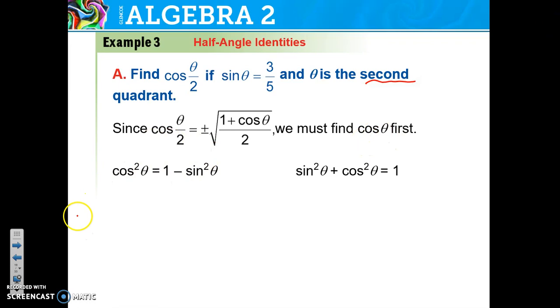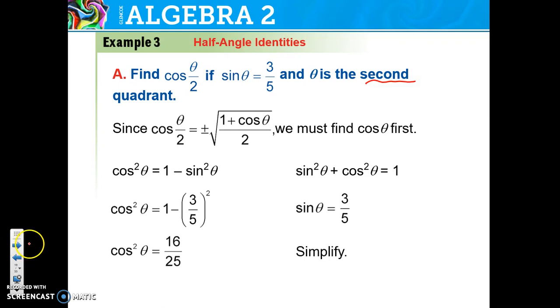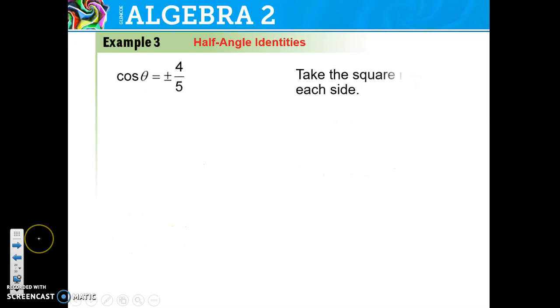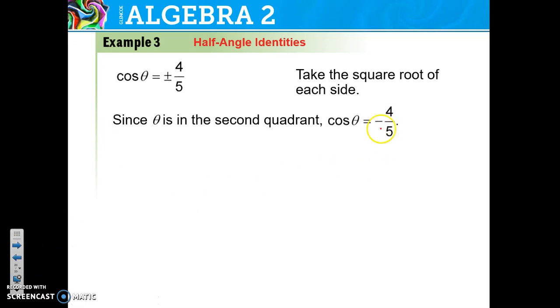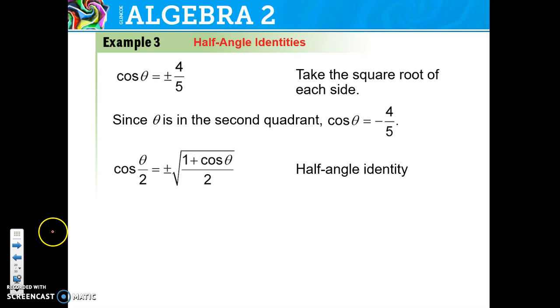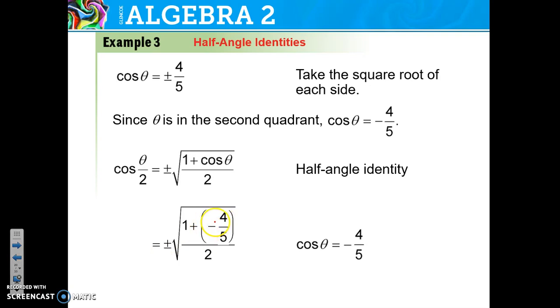So I'm going to use my Pythagorean identity that I always use to find sine and cosine. Plug in what I know for sine, which is 3/5. I get cosine squared is 16/25, and then take the square root, plus or minus 4/5, and I'm in the second quadrant. I'm going to take negative 4/5 as the cosine of theta. So now that I have that, I can go back and use my half angle identity. So I plug in negative 4/5, so I have 1 plus negative 4/5.